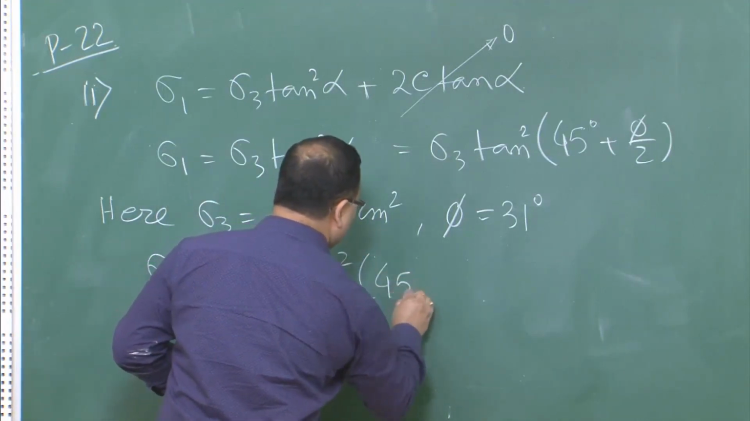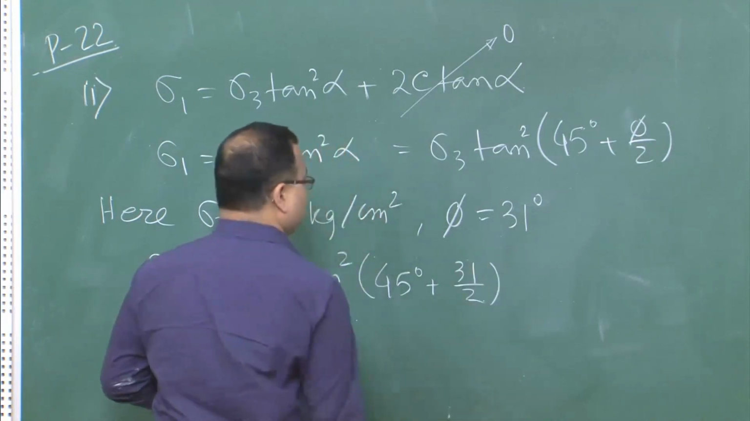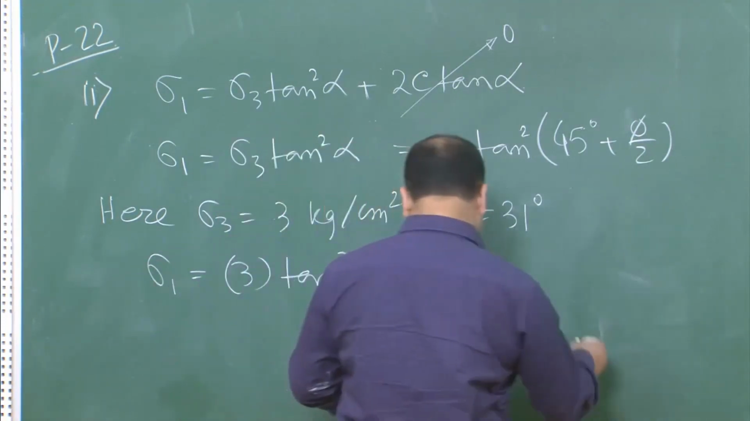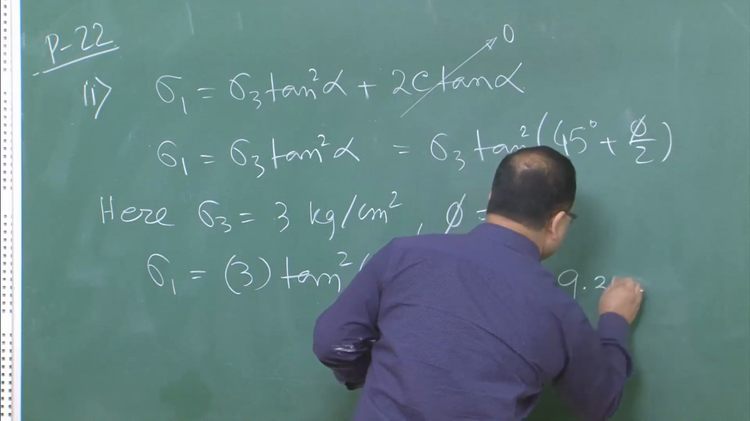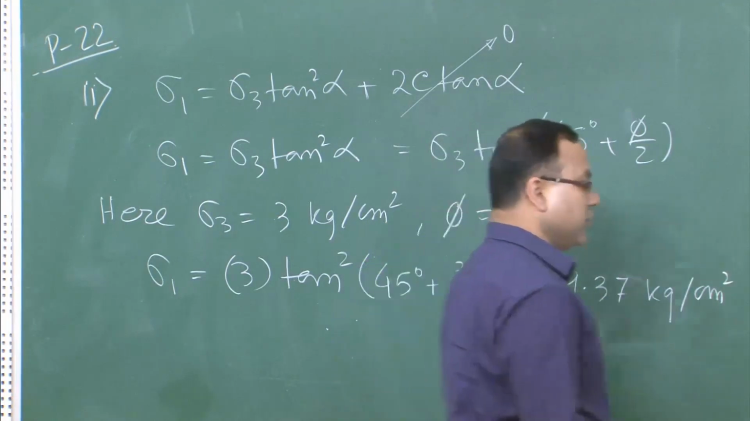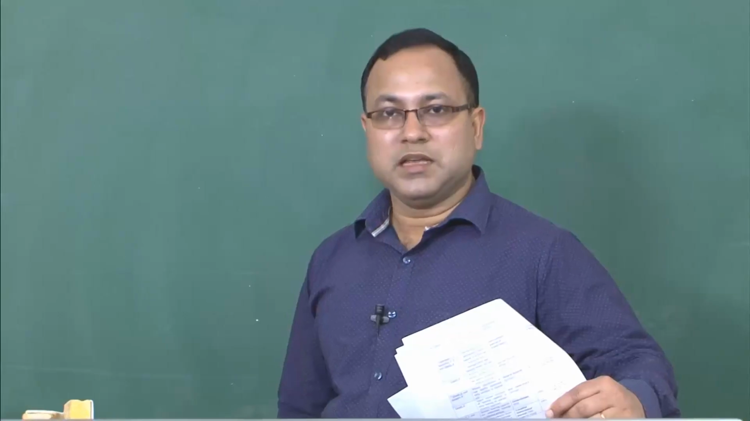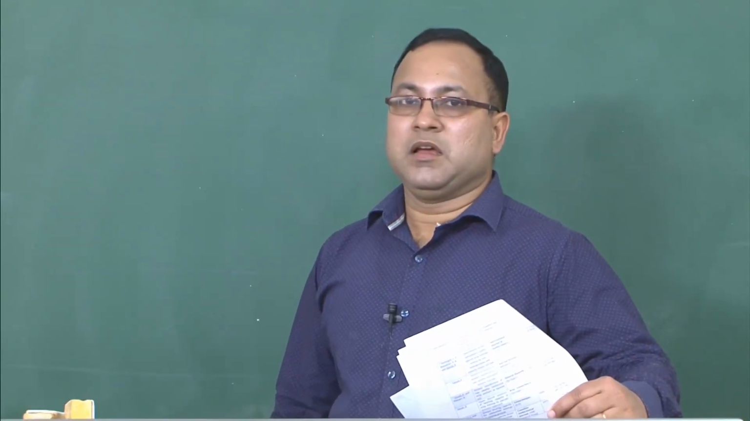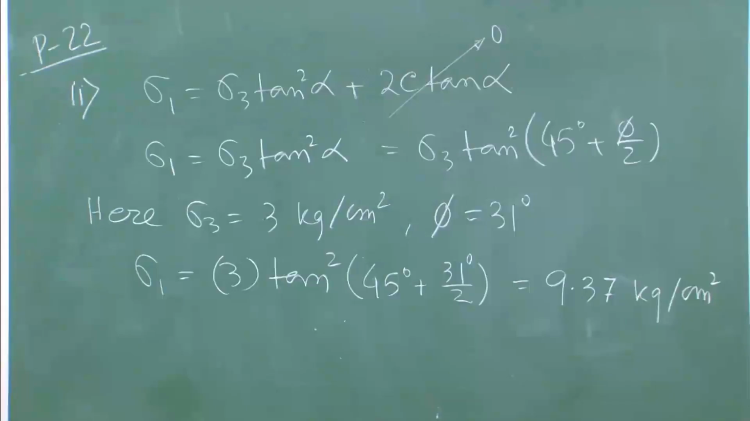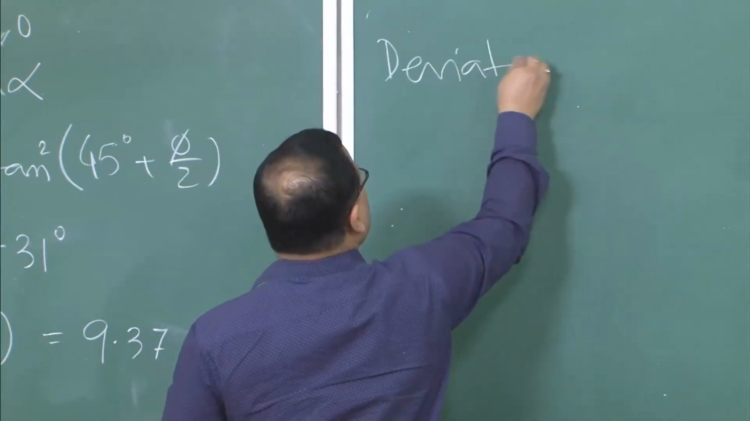Okay. So, from this I can find out sigma 1 is equal to 3 tan square (45 degree plus phi by 2), which gives me 9.37 kg per centimeter square. So, you have got the major principal stress corresponding to the cell pressure 3 kg per centimeter square, okay, at failure.